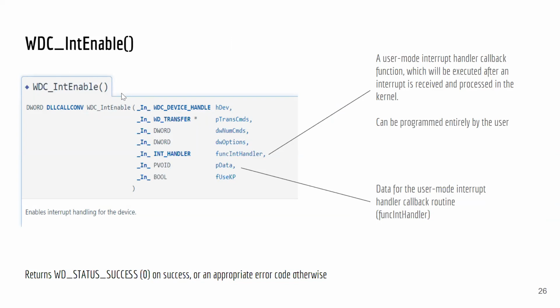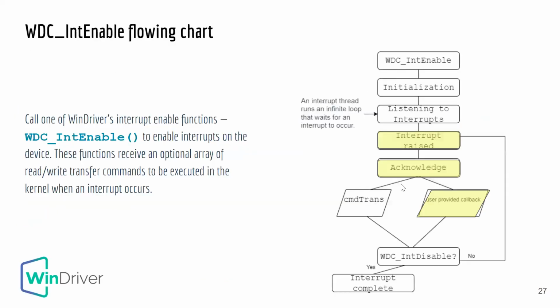Okay, so let's talk about this. Now it gets interesting. funcIntHandler is a user mode interrupt handler callback function, which will be executed after an interrupt is received and processed in the kernel. Basically, this is the main parameter used during WDC_IntEnable, because here you tell the handler what to execute after the interrupt is raised. The function listens to interrupts, acknowledges them, and then you either send a transfer command or send a user-provided callback.